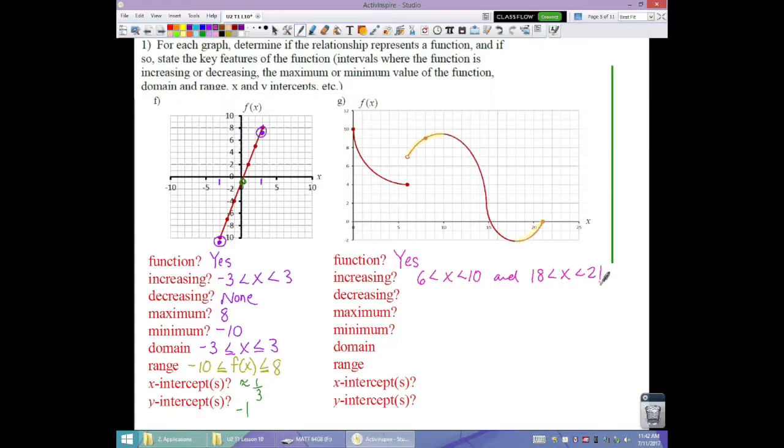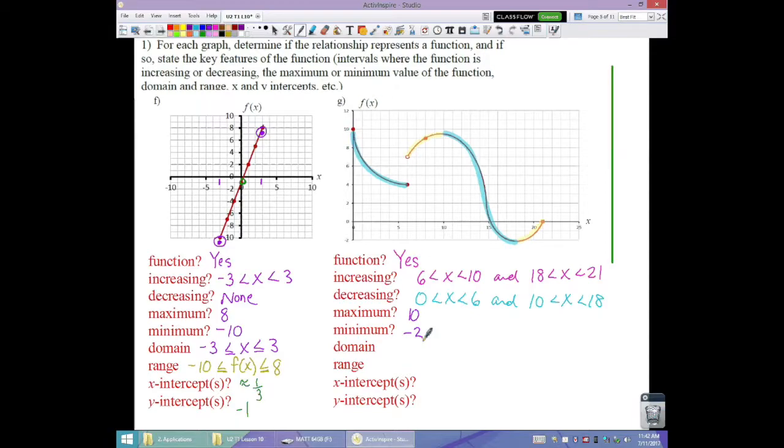Okay, its decreasing parts are the other two connecting parts of the graph. Here it decreases, and here it's decreasing. So those are from the beginning, 0 to 6, and then again from 10 to 18. It has a maximum, a highest value of 10, and a minimum, a lowest value of -2.